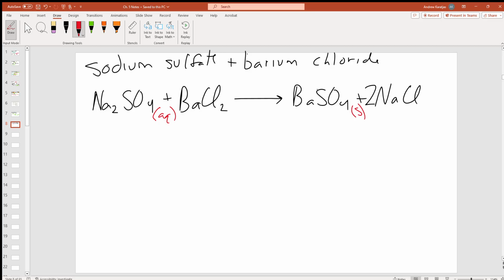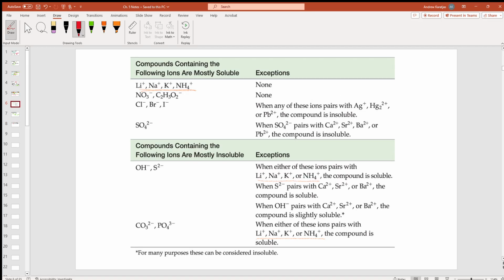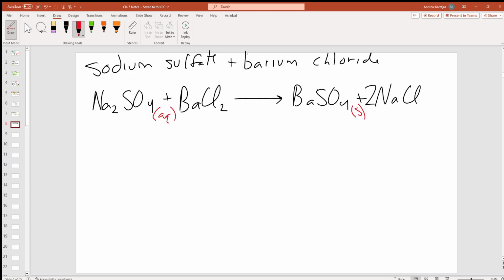And then we have barium chloride and sodium chloride. And we can see in the third row, chloride is generally soluble except for silver, mercury, and lead. We have barium and sodium. That's not one of the exceptions. So these will be soluble as well. So that is our molecular equation for this reaction.